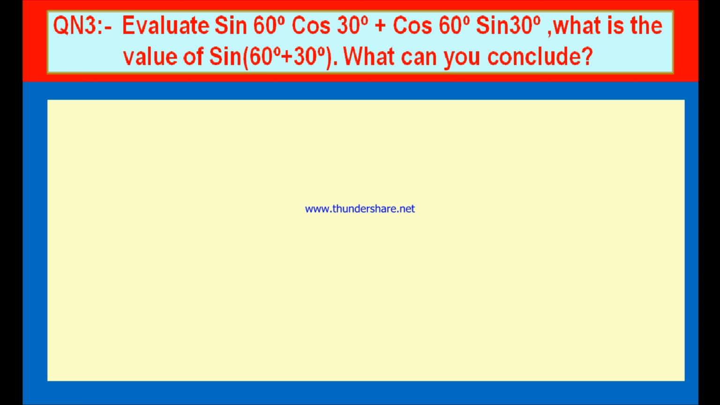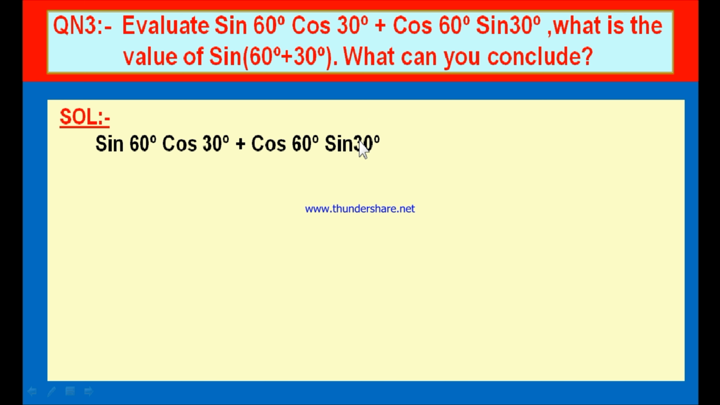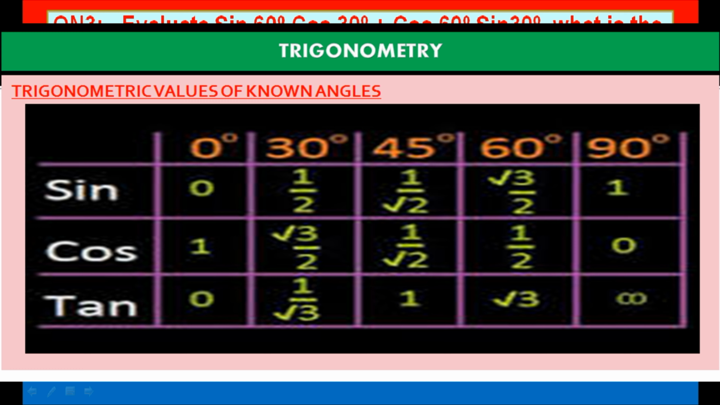This is the question. Now in order to solve this, we should learn the values of sin 60, cos 30 degrees, cos 60 degrees and sin 30 degrees. Then you can substitute the values one by one. Sin 60 degrees into cos 30 degrees plus cos 60 degrees into sin 30 degrees. Substitute the values. From the table you can verify what is sin 60. Sin 60 is root 3 by 2.